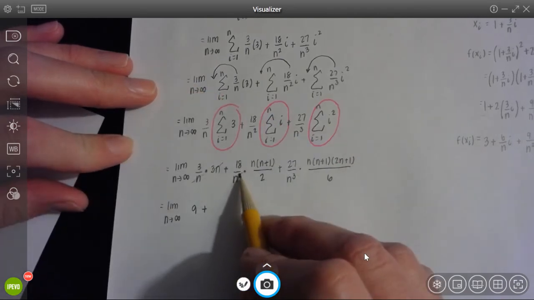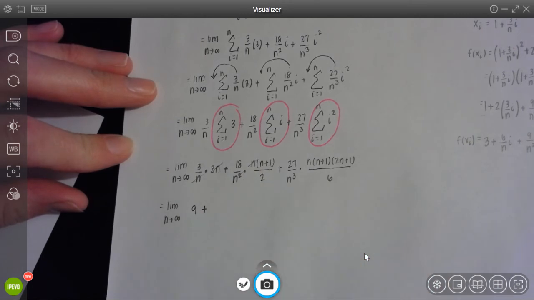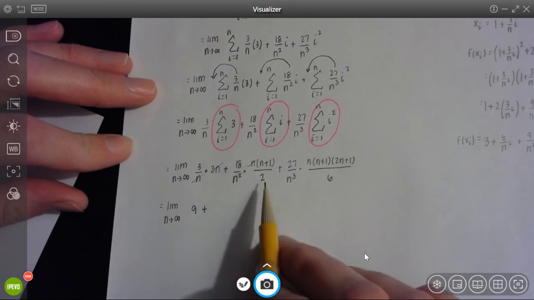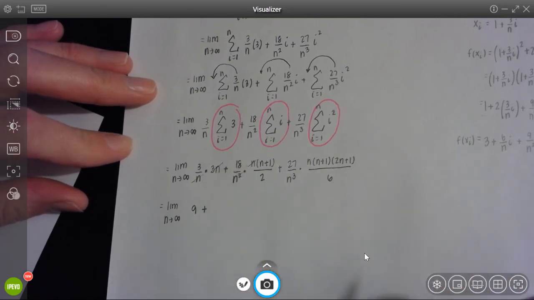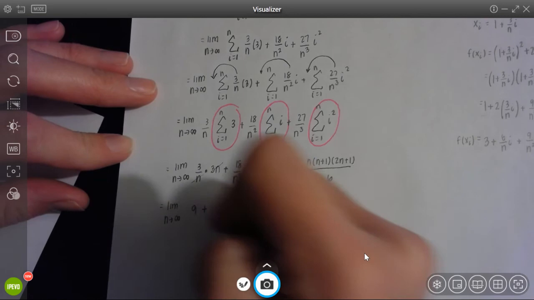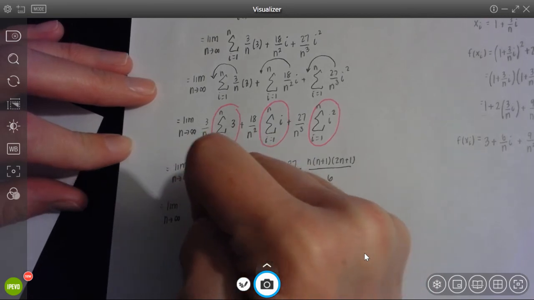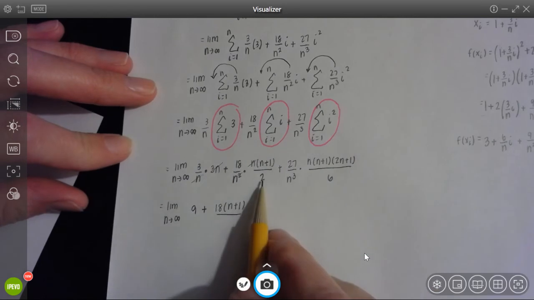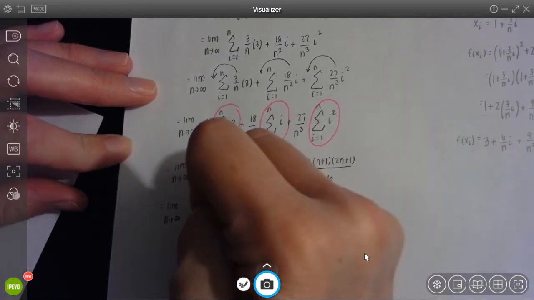Plus, I should be able to get rid of one of my n's, as well as I can actually simplify this 18 divided by 2. If you want to do that in the next step, you can, if you prefer. So if you want to just leave this as 18 times the quantity of n plus 1 all over, and then in the denominator, we're still left with a 2n.